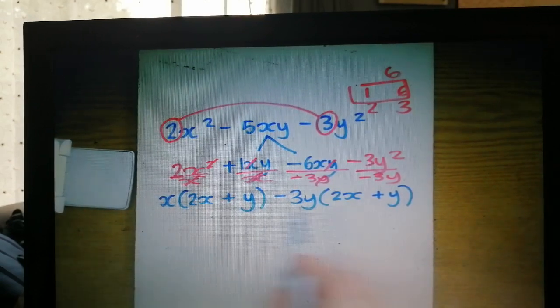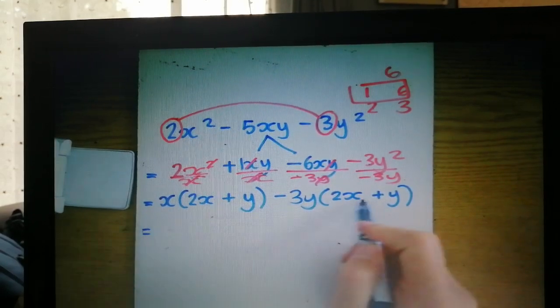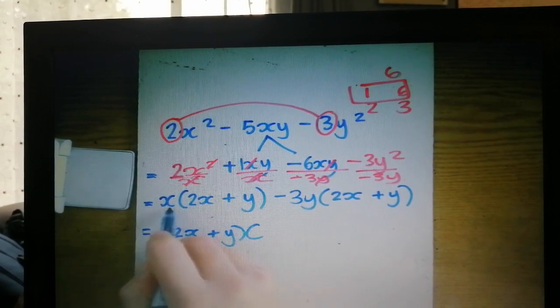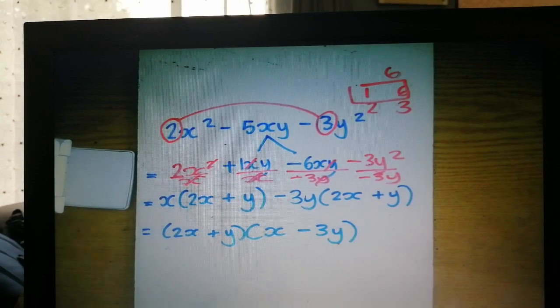And what do I notice? Two brackets that are exactly the same. So I take out, again, I'm not running my equal signs, I take out my 2x plus y. And what am I left with here? X minus 3y. And that was example 5.